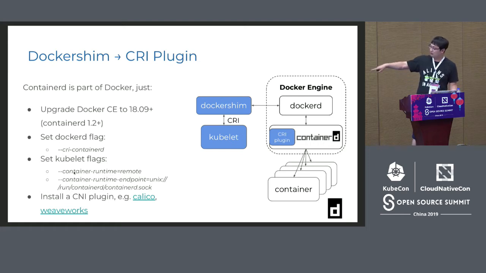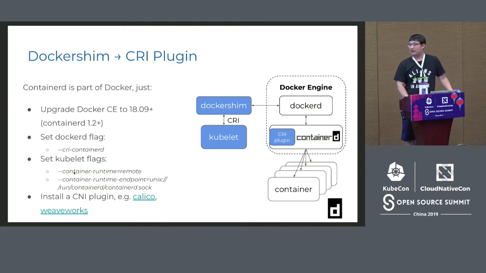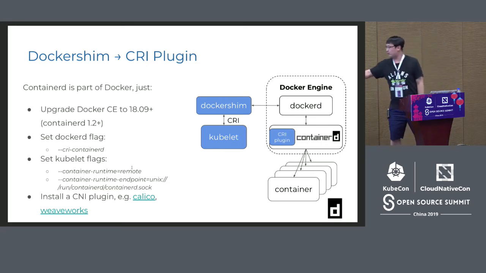We recommend that we gradually shift to CRI, because Docker Shim, the Docker support, in our plan will be removed from Kubernetes. I don't know whether we will deprecate it or not, but we need someone to maintain it. Then how can we shift from Docker integration to CRI containerd, this kind of new CRI integration?